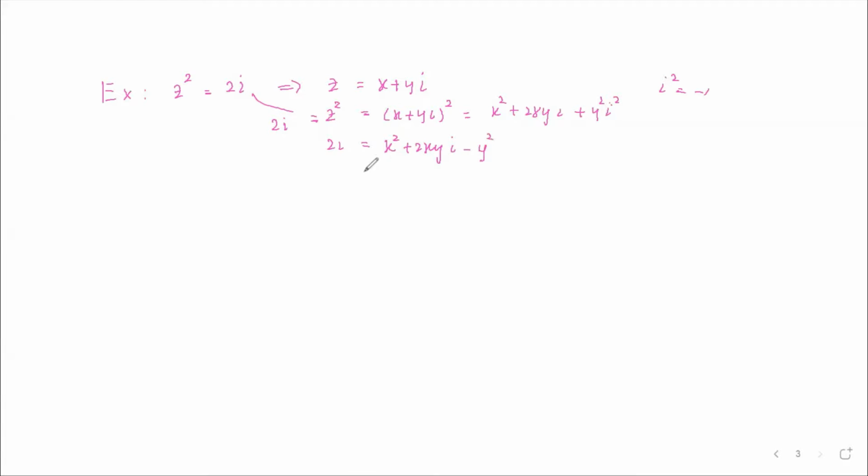Now you rewrite it, because we want to use the identity and get the coefficients equal. So x square and y square I can write together here, plus 2xyi, right? So equal to 2i. Okay, so 2i, this one I can write down at the front as a 0, correct? That means x equal to 0, right? We know already from the previous example.